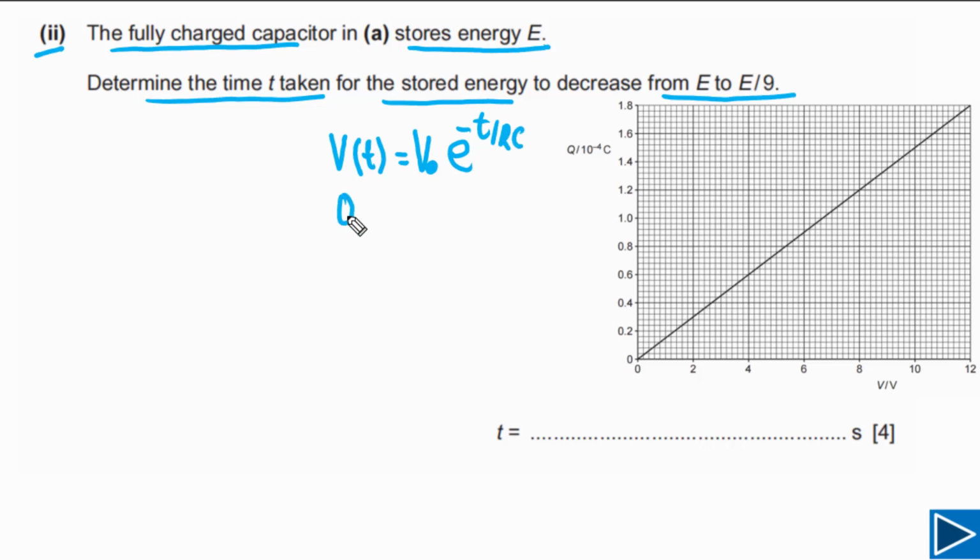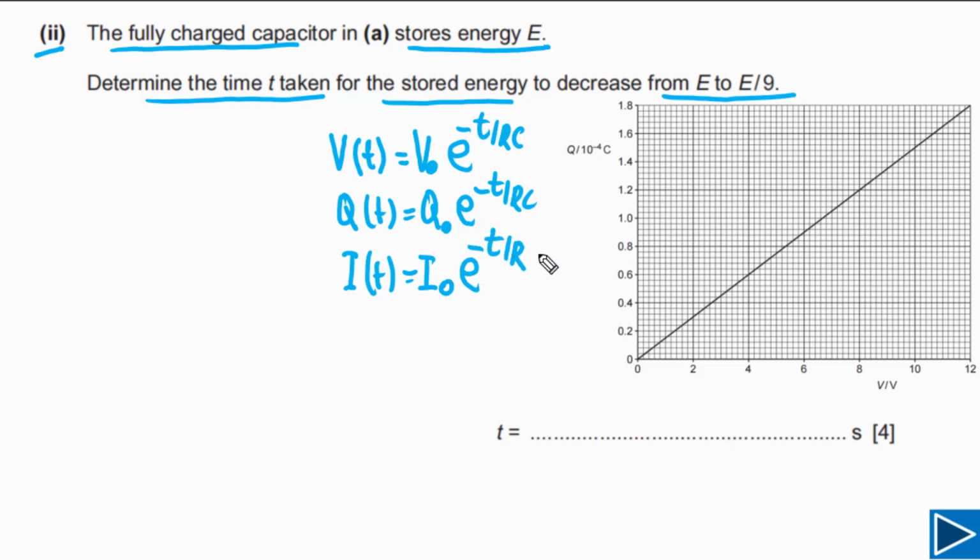We can also use Q as a function of time. This is equal to Q initial value or Q max, we can say, times e to the power of negative t over RC, and t is the time taken. We also have a relationship for I as a function of time. This is also equal to I naught, the maximum value of I, times e to the power of negative t over RC. We can use them and we can find the value of time.